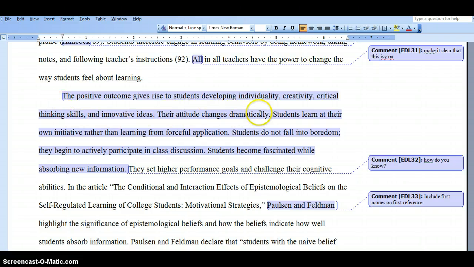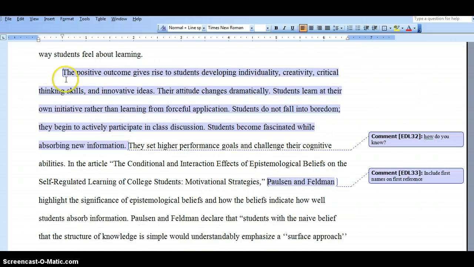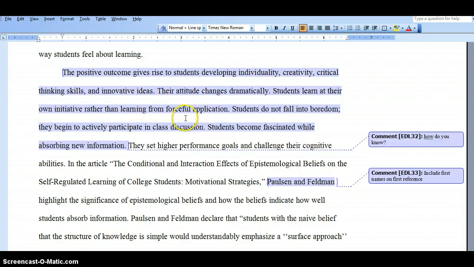"Positive outcome gives rise to creativity." Again, if this is you, I really want to see, how do you know this? How do you know this will change dramatically and such? How will students learn and so on? Are you getting it from the sources or not?